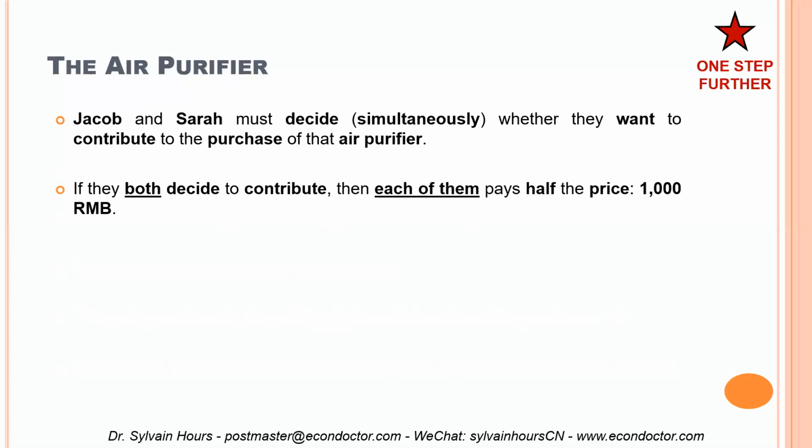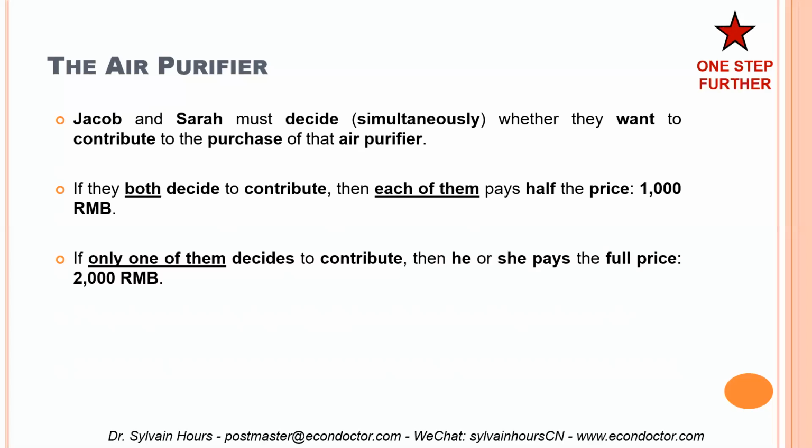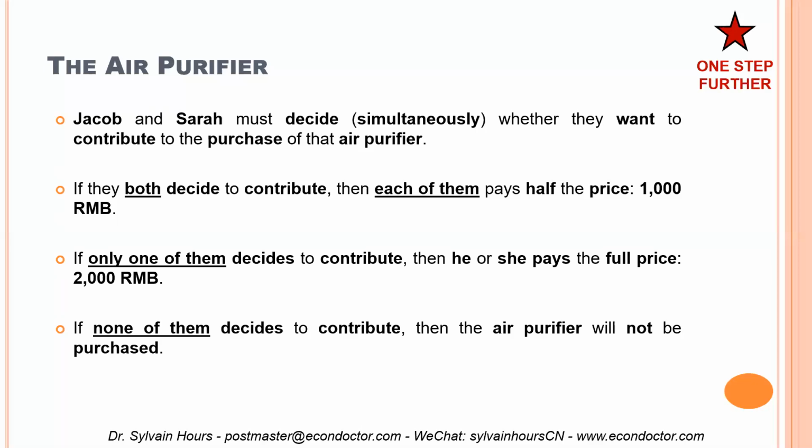If they both decide to pay, well, they are going to share the price, 50-50. So each of them pays 1,000 RMB. If only one of them decides to contribute, to pay, then this person, he or she, Jacob or Sarah, has to pay the full price, because he or she is the only one who chooses to pay for this air purifier. And finally, if none of them decides to contribute, then they will not buy the air purifier, end of story, and they will not enjoy the benefit, of course.